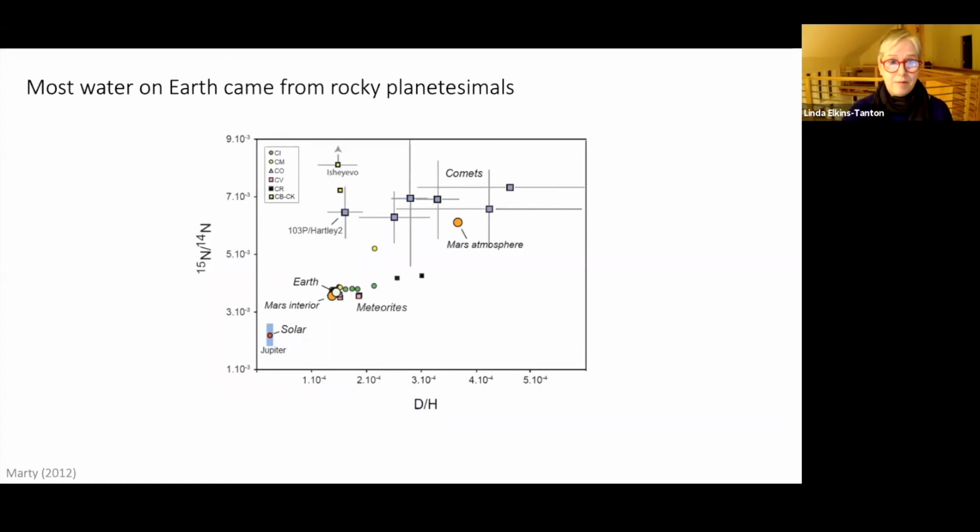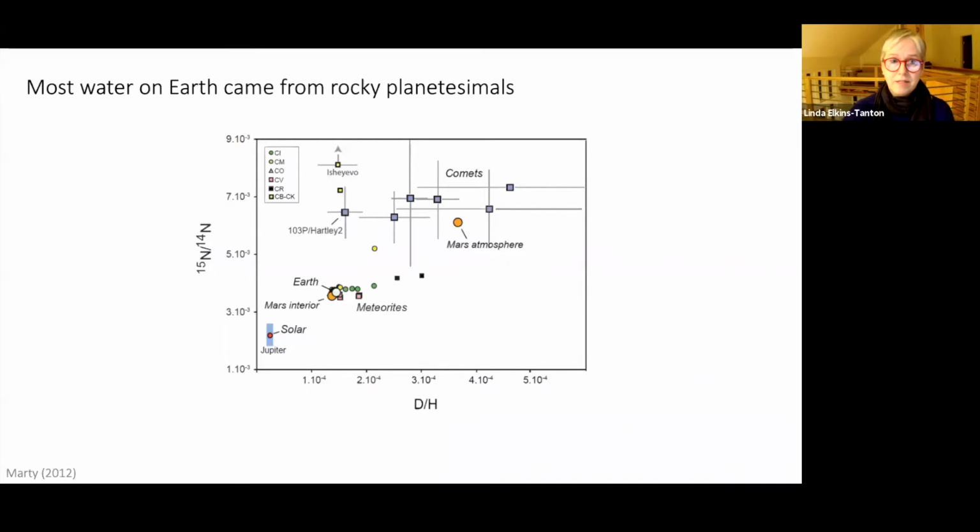And then this comet, 104P Hartley, right here, was discovered with pretty Earth-like D to H. However, this graph, of course, has a second axis, this vertical axis, which is the ratio of nitrogen isotopes. Here, comets are entirely different from the Earth. All the comets are up at the high end. If comets had delivered Earth's water, they would also have changed Earth's nitrogen, and they did not.